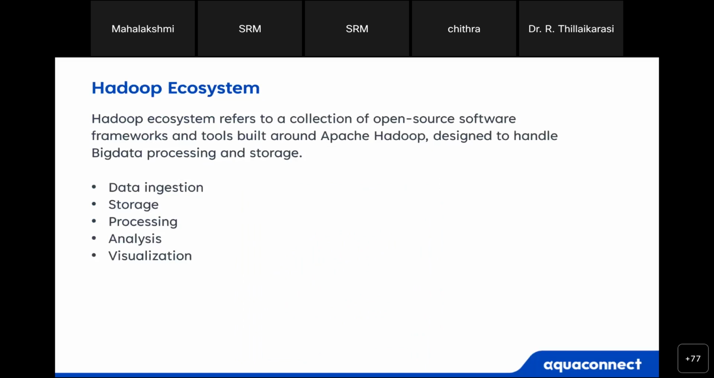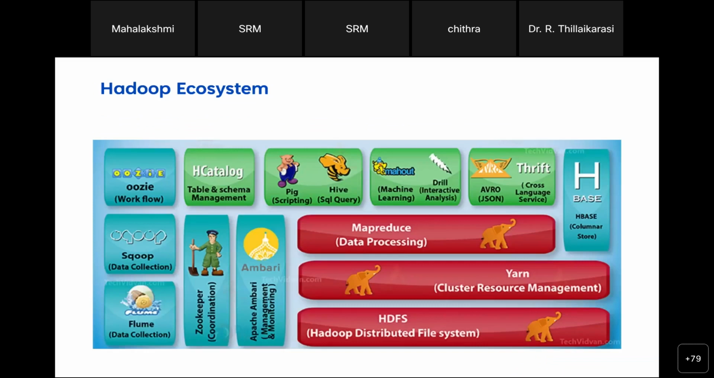So here we're going to talk about the Hadoop ecosystem. The Hadoop ecosystem refers to a collection of open source software frameworks and tools built around Apache Hadoop, designed to handle big data processing and storage. So what we do in the ecosystem is data ingestion, ingesting our data, and storing our data. After storing our data, we process those data. After that, we analyze, and finally we visualize our data. For this process, we use the Hadoop ecosystem.